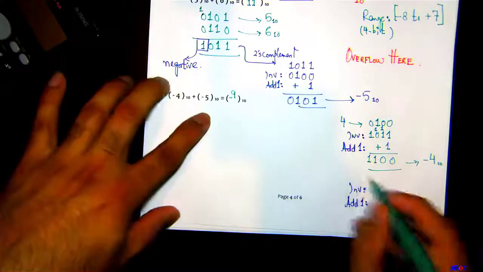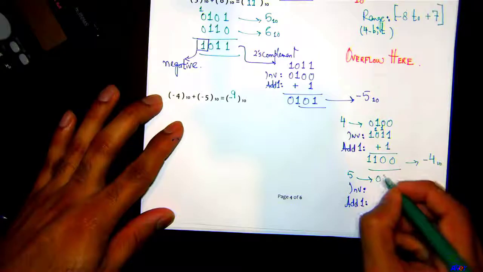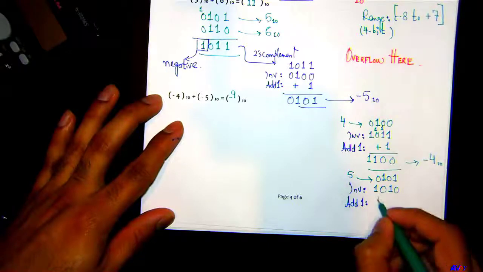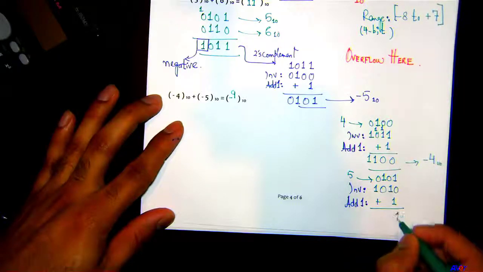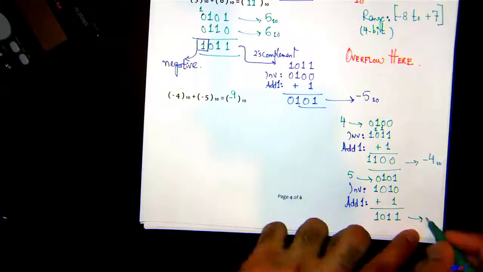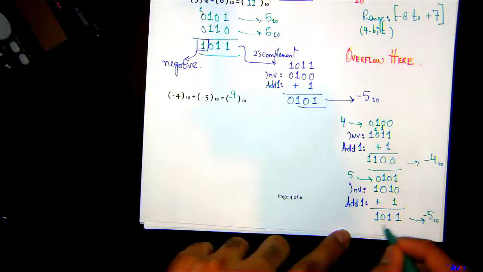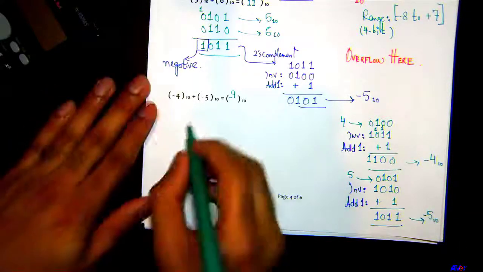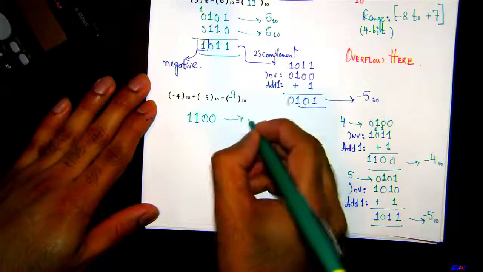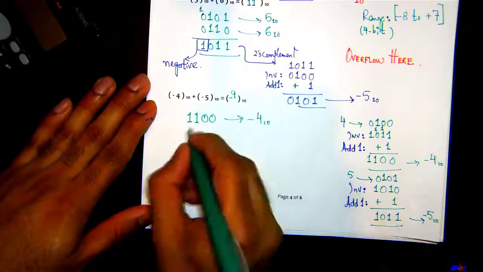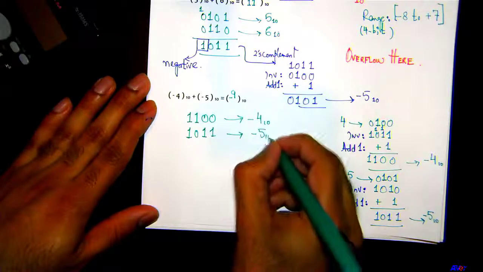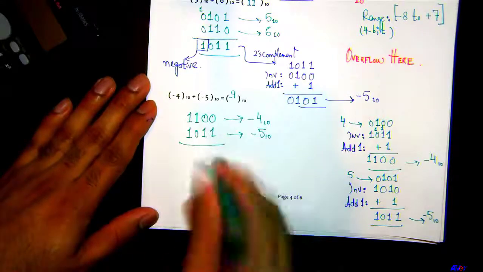And then we have 5, which is 0, 1, 0, 1. You invert that, you get 1, 0, 1, 0. You add 1 to this, get 1, 1, 0, 1. So this is your -5. All right, let's put those numbers right here. -4 is 1, 1, 0, 0, and then 1, 0, 1, 1 here. This is your -5. Okay, all right, we add these.